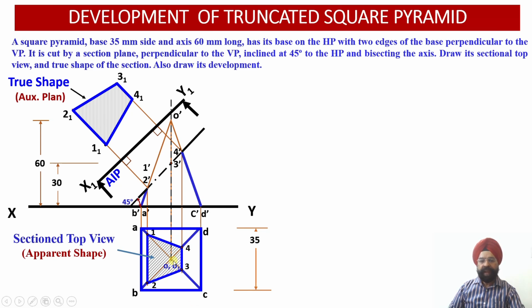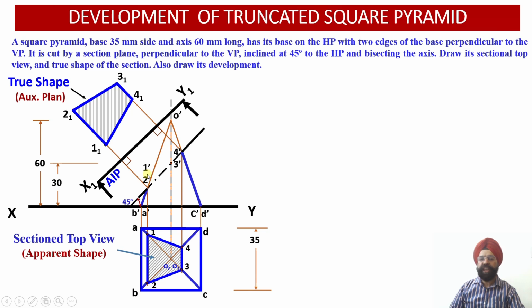Then the third one, here you get, that is the OC projector. In OC projector, once again, this is inclined to XY, and O dash C dash, that is the front view, is also inclined to XY. Again, it is an oblique line. Similarly, OD is also inclined, and O dash D dash is also inclined.